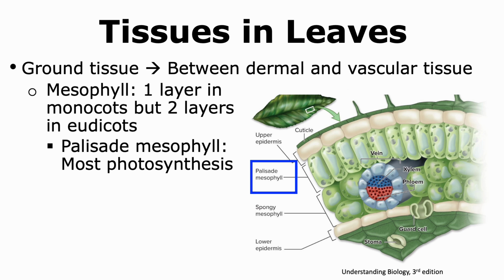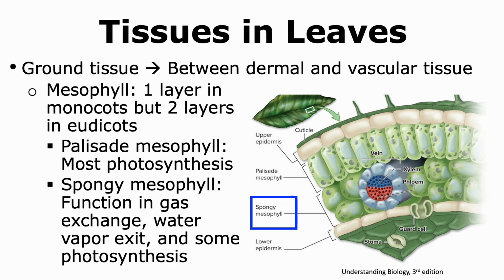The palisade mesophyll is the layer of mesophyll that is closer to the upper epidermis. This is where most photosynthesis of the leaf occurs. The spongy mesophyll is the layer of mesophyll that is closer to the lower epidermis. The spongy mesophyll can perform some photosynthesis, but its primary function is gas exchange and the exit of water vapor.